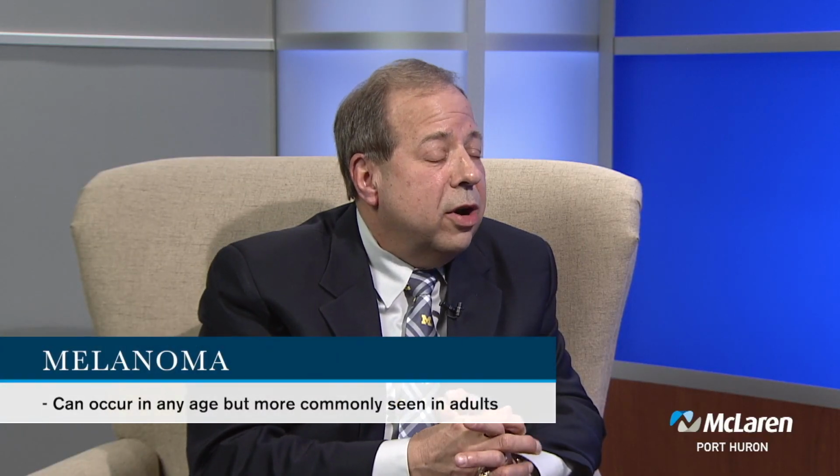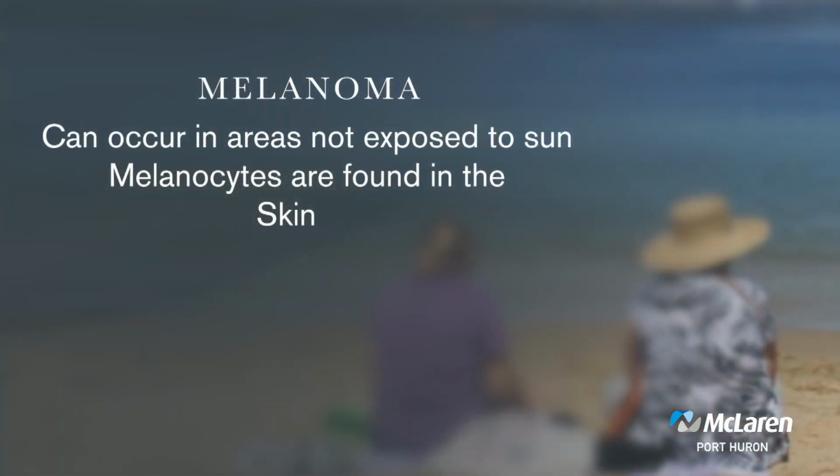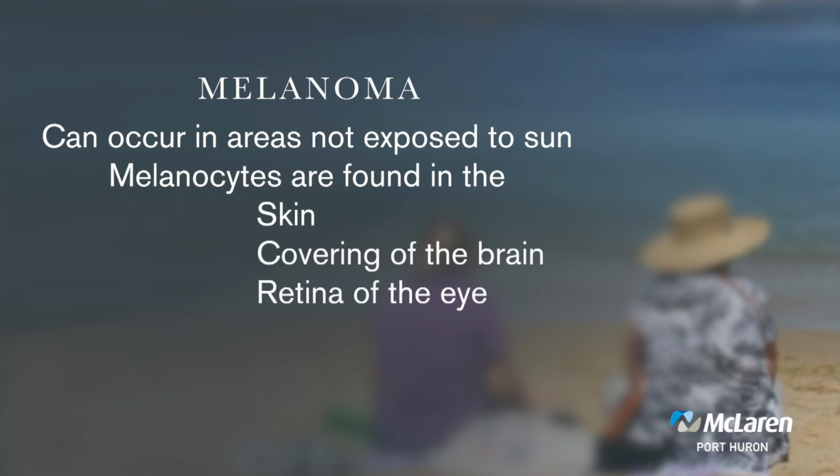Can you get melanoma at any age? Yes, you can. Melanoma can occur at any age, from childhood and adolescence on up. It's more common in adults because we believe that sun exposure, ultraviolet light exposure, is certainly an important factor in the development of melanoma, but it can develop in areas that are not exposed to light as well. In fact, melanocytes, besides being in the skin, are found in the covering of the brain, in the retina of the eye, and in mucous membrane areas like the lip and rectal areas. So melanoma can occur at any age.